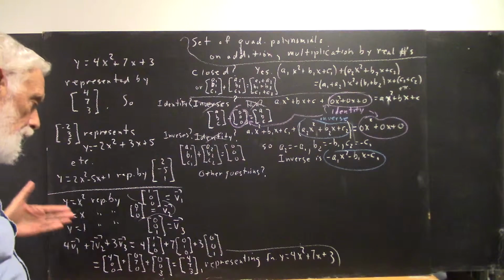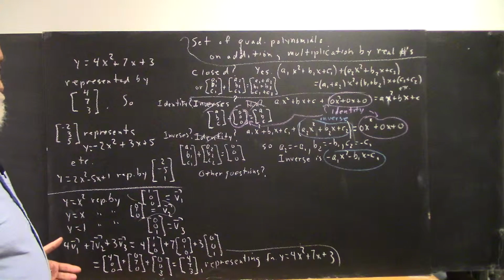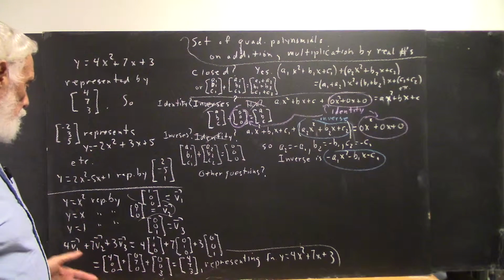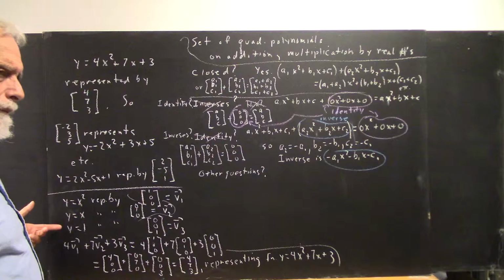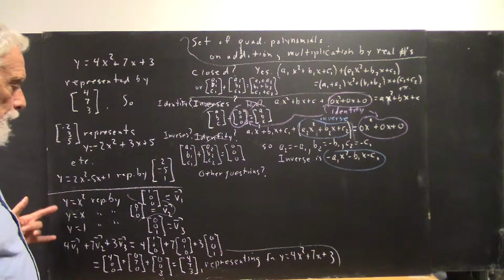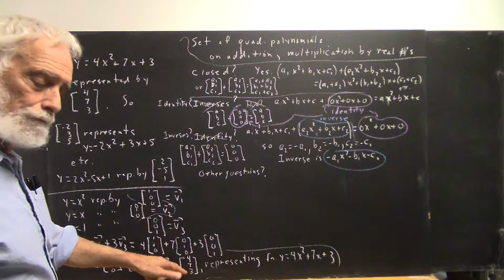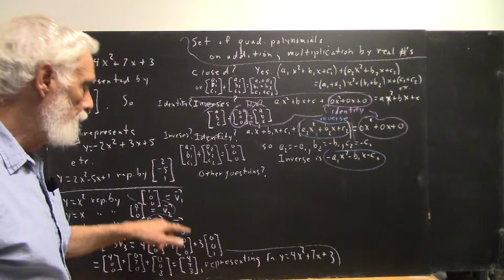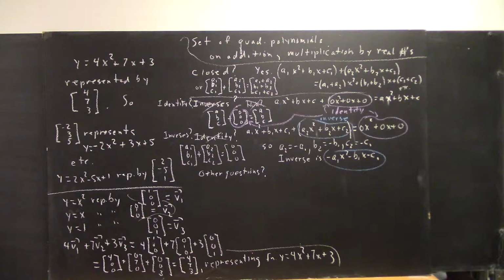Okay, just an example of a linear combination of three vectors and three naturally representative vectors that could easily be added to give us another vector representing another polynomial.